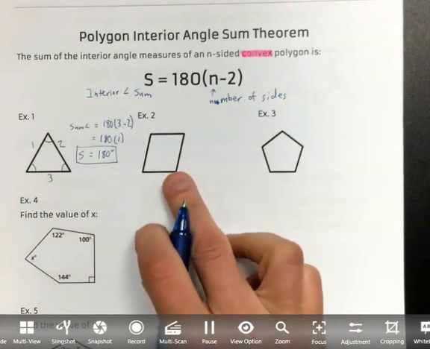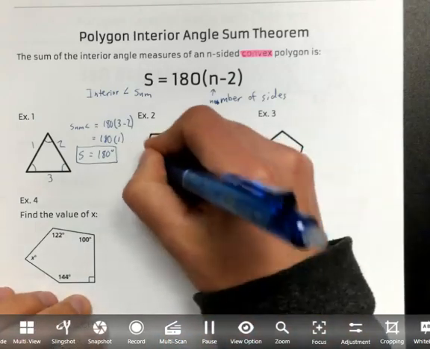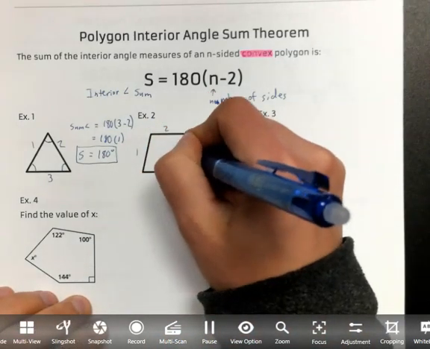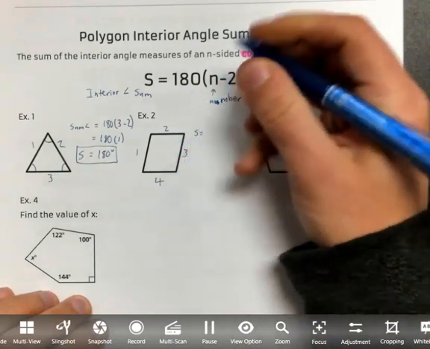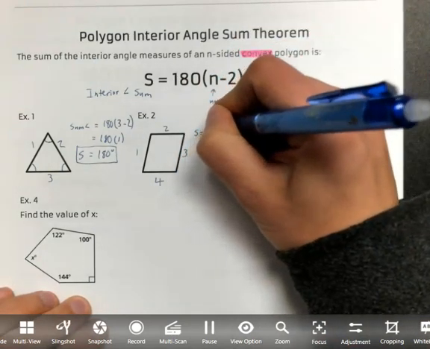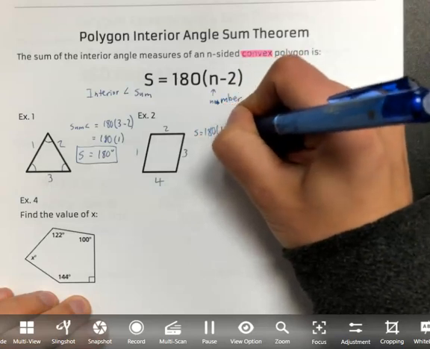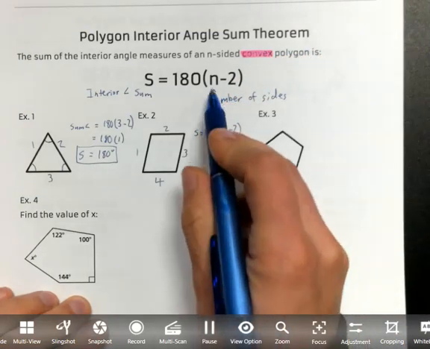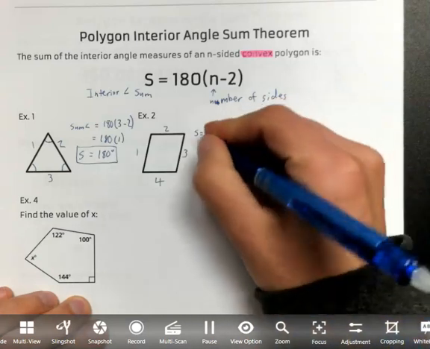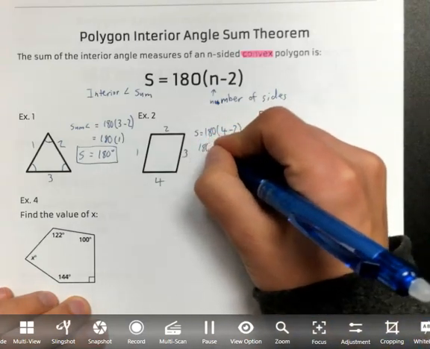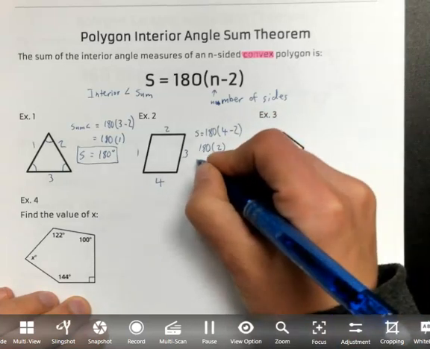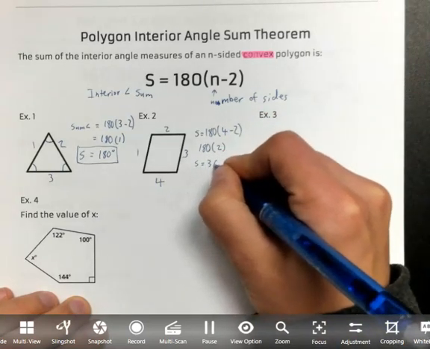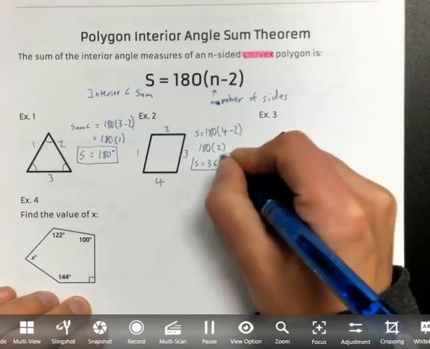Let's try it for a 4-sided shape. 1, 2, 3, 4 sides, right? So sum is equal to 180 times 4 minus 2. I'm just plugging things in where they go. So that's 180 times 2, because 4 minus 2 is 2. So my sum is equal to 360 degrees.